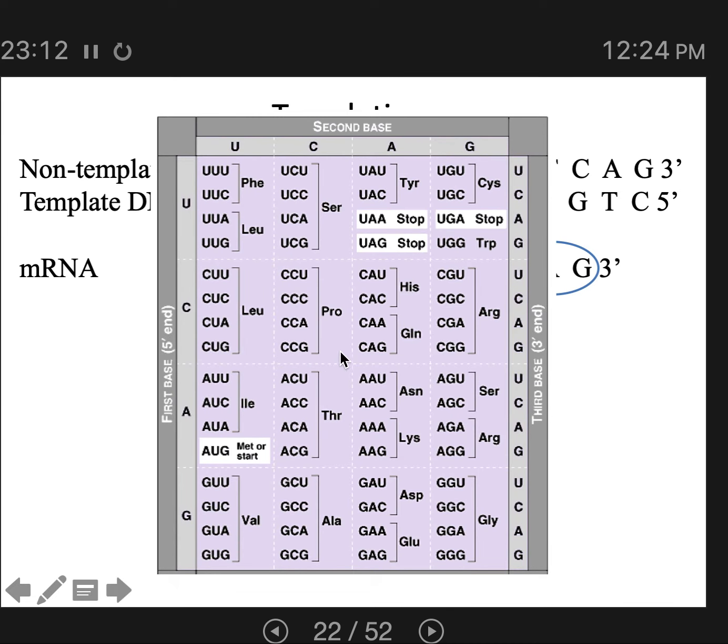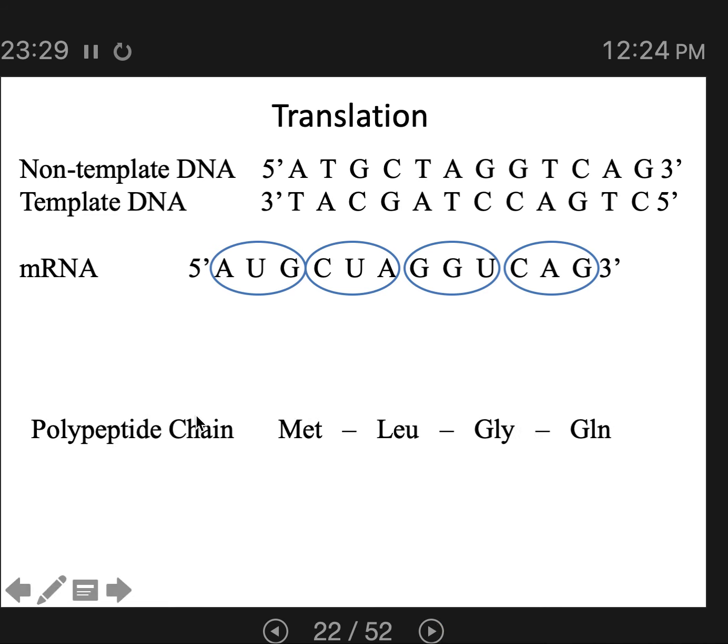So here's CAG. Honestly, I don't remember which one this is, and I'm not going to ask you to remember any of this. I want you to know how to use a codon chart. I'm not going to ask you to memorize any of this. So now we have the code, the polypeptide chain: methionine, leucine, glycine, and whatever GLN is, you can look these up.